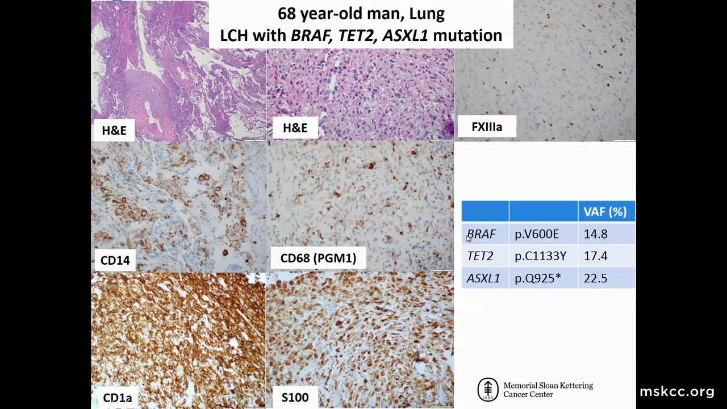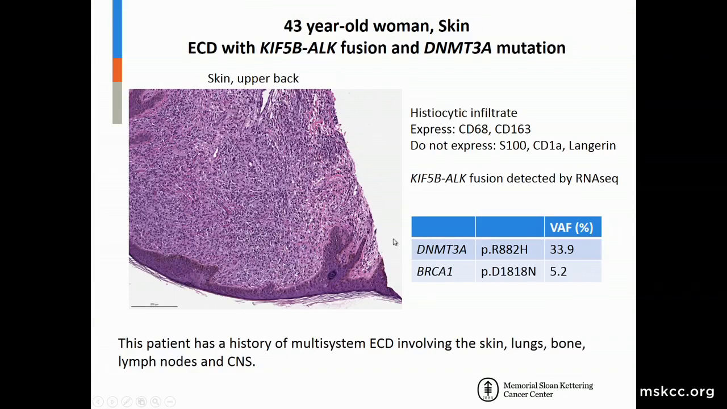And this case has a BRAF V600E mutation, but on top of that, the patient had these two myeloid neoplasm-related mutations in high VAF. And there is another case, a 43-year-old woman who presented with multi-system ECD involving bone, skin, and lungs. This is the skin biopsy, which was found with a KRF5B ARC fusion. And ARC fusion is actually reported in ECD cases. In this case, on top of the ARC fusion, DNMT3A, which is often seen in myeloid neoplasm, has been detected with an allele frequency of 33%.